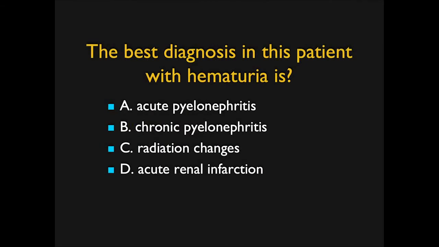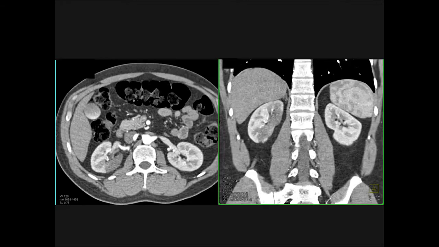This patient has hematuria. What's the best diagnosis? Well, you can see the patient has a hypodense lesion, wedge shape, sharply marginated right kidney. And if you look at the right renal artery, the branch that goes to the posterior part of the kidney, look at the axial image, you can see it's occluded. This is a classic renal infarct due to an embolism to a renal artery branch.